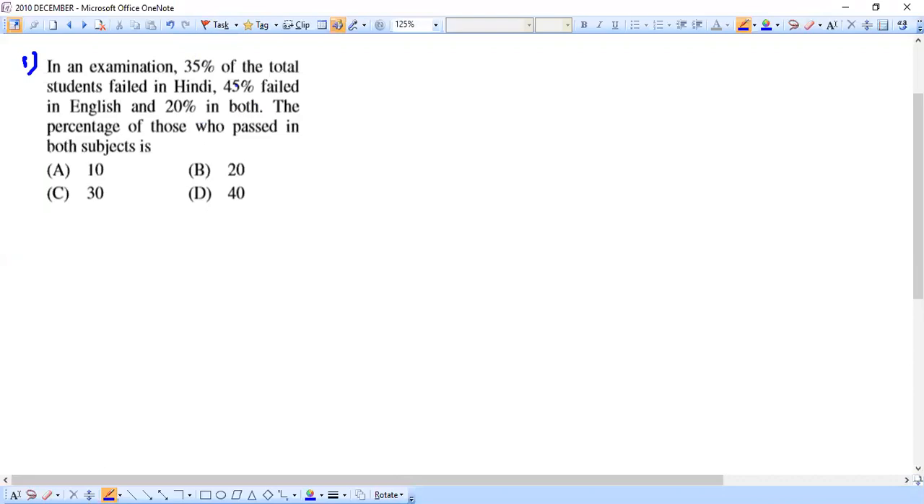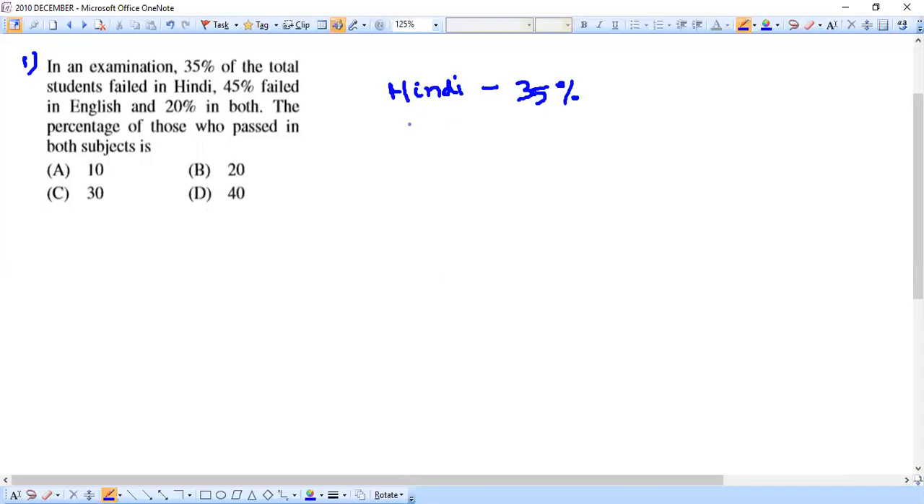So we have a class, and in that we have 2 subjects mentioned in this question. One is Hindi, and in Hindi it is given to be 35% failures. So for Hindi we have 35% students who failed. Remember, this is not the pass percentage. They have given only the failed percentage.